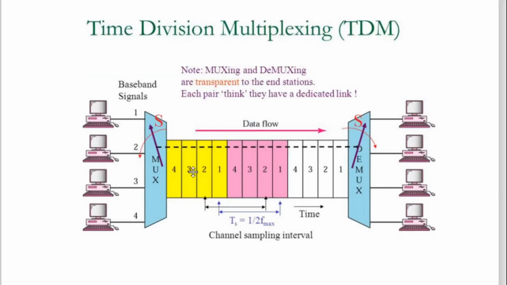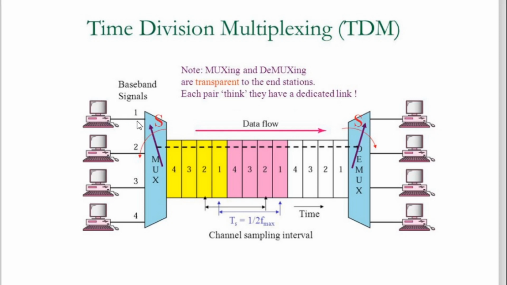See here, multiplexer, demultiplexer. Here 4 computers, and here again 4 computers. This computer is sending the information, and this computer is receiving the information. Here the output of this computer is called the baseband signal, that is the information signal. See here there is a switch S, and here again there is a switch S. Now this switch is connected to computer number 1 on the left hand side, and this switch is also connected to computer 1 on the right hand side.